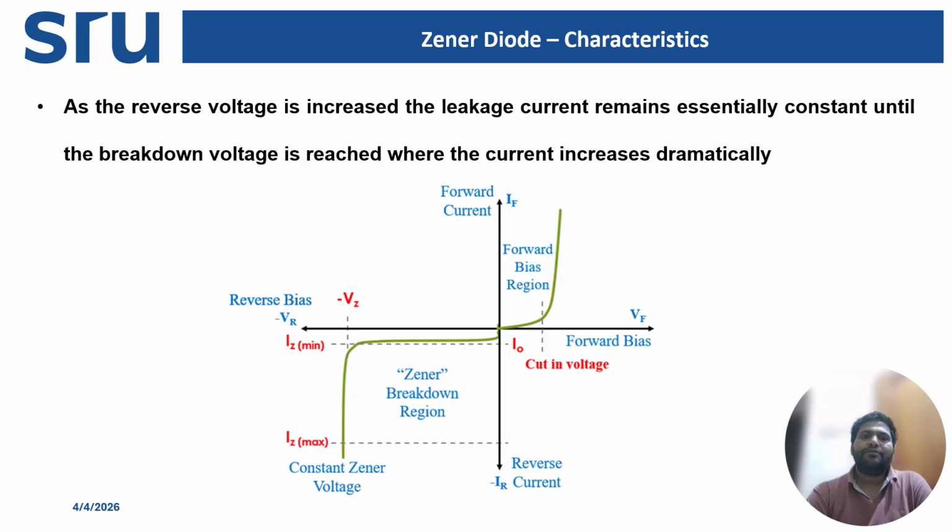So what is the important observation of that graph? Unlike a normal diode in the reverse region, there is a sharp breakdown and the voltage remains almost constant in the breakdown region. And the Zener diode is mainly used in reverse bias.